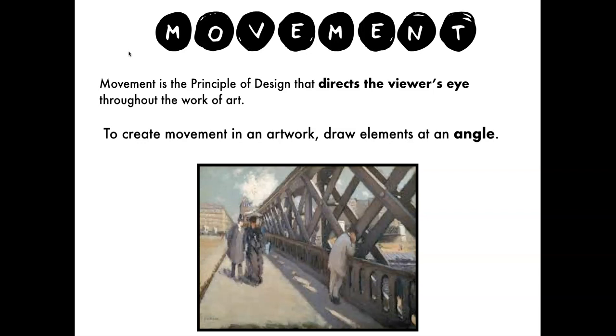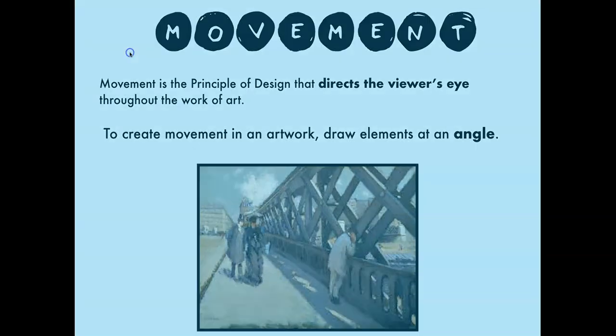So here we have that bridge. The bridge itself is a form, but it's creating implied diagonal lines that are shooting your eye back to the people. And then the pathway and the building on the left is shooting your eye back out forward again.